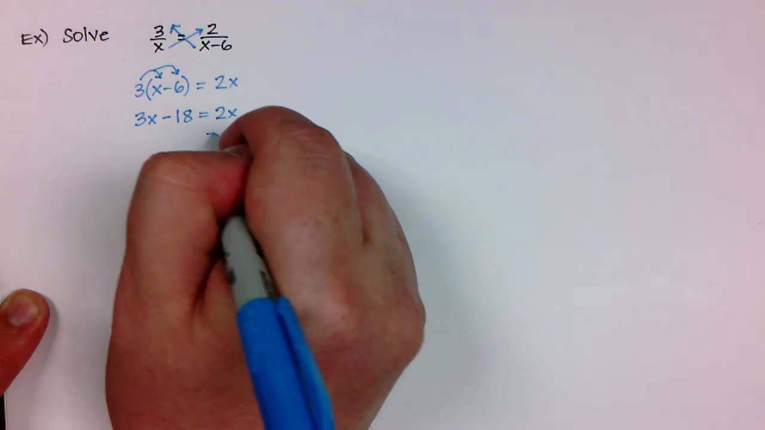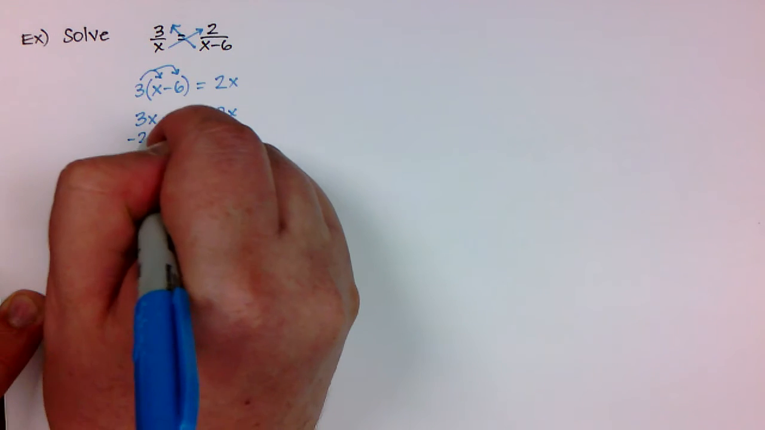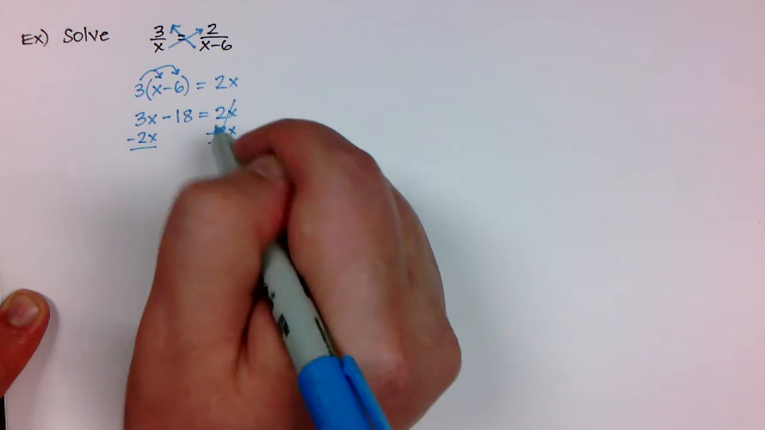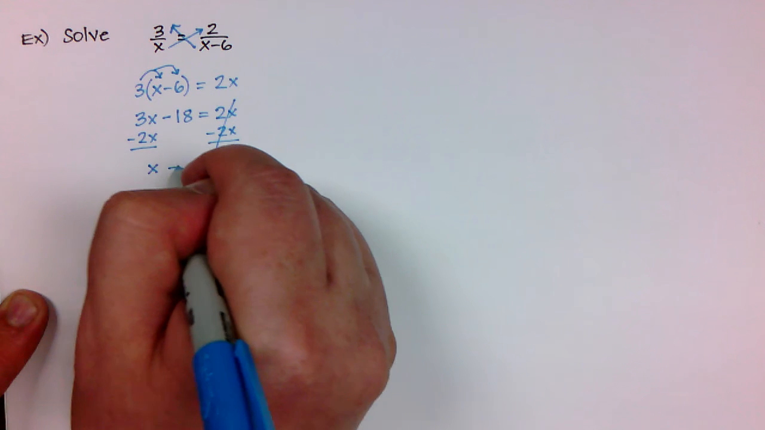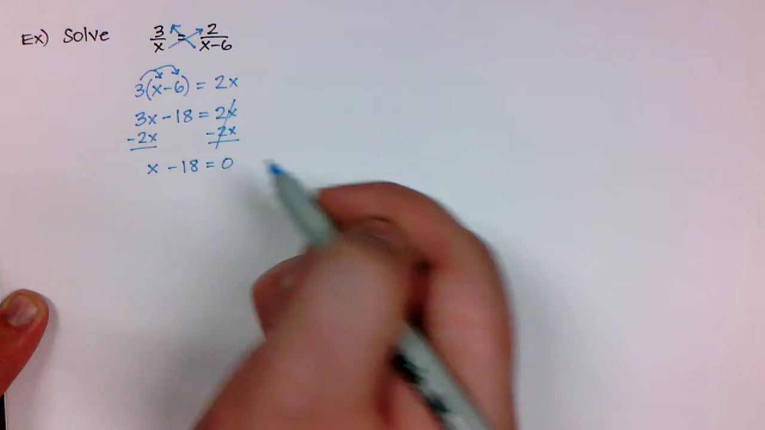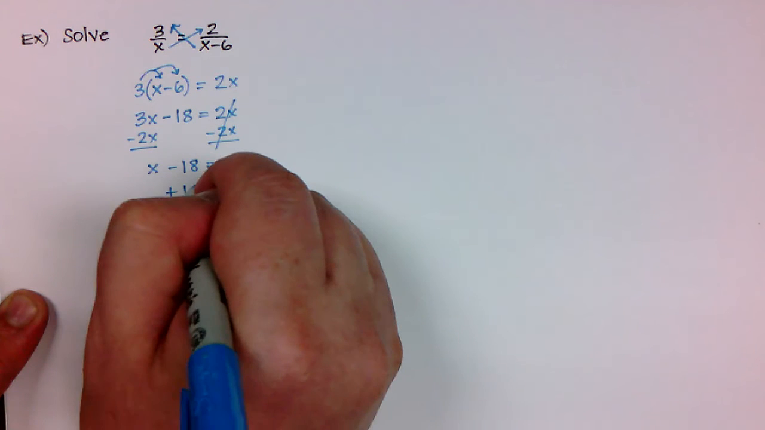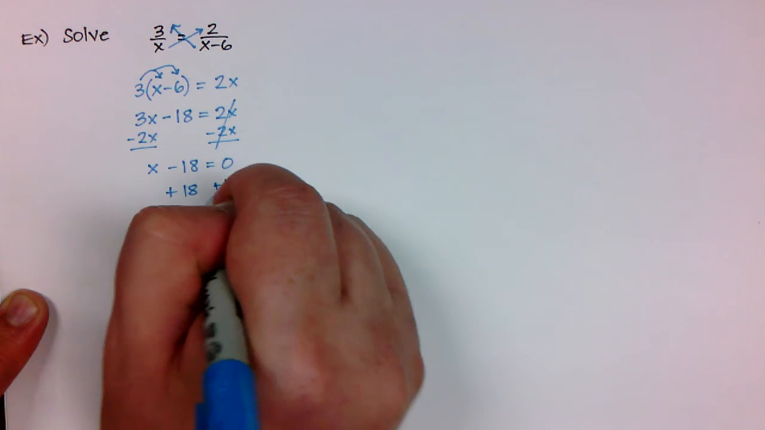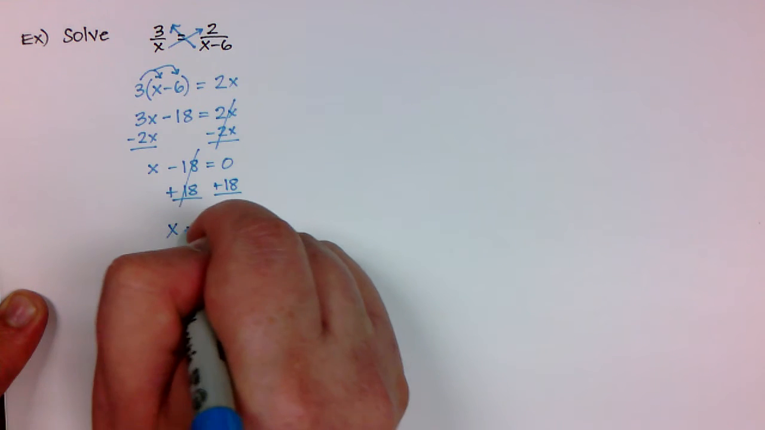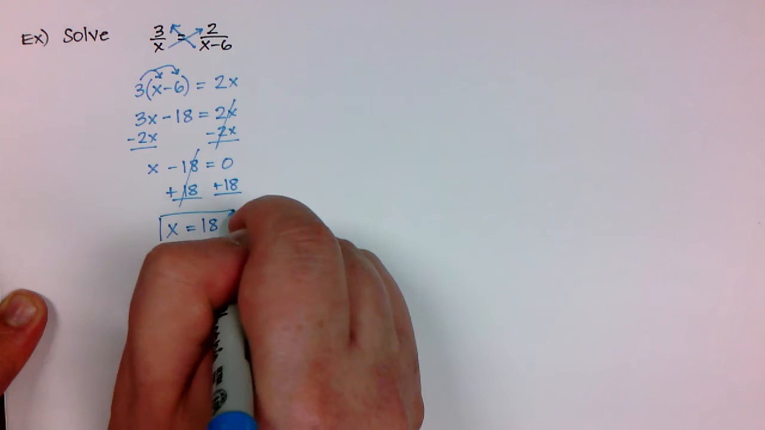Okay, let's combine my variables. I'm going to subtract 2x on both sides. And I have 1x minus 18 is equal to 0. Then I'm going to add 18 to both sides. And I can see that x is equal to 18.